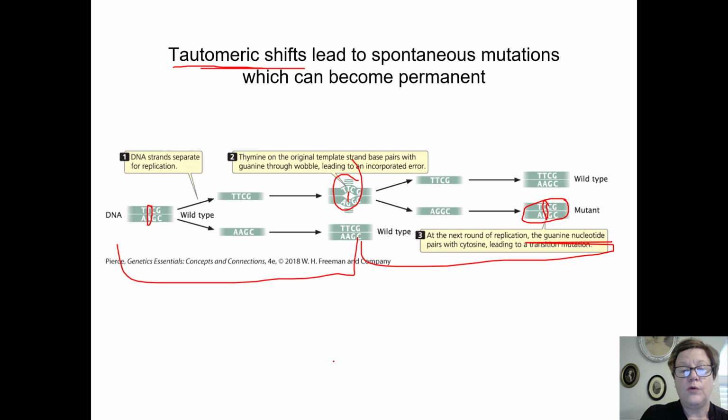Now, by the way, when the mispair is inserted, there are repair systems that usually go in and correct that. But we're talking about the rare case where that mispairing does not get corrected.